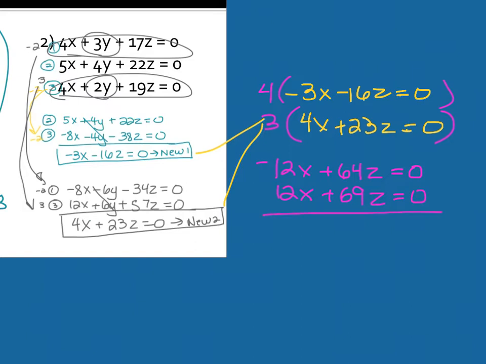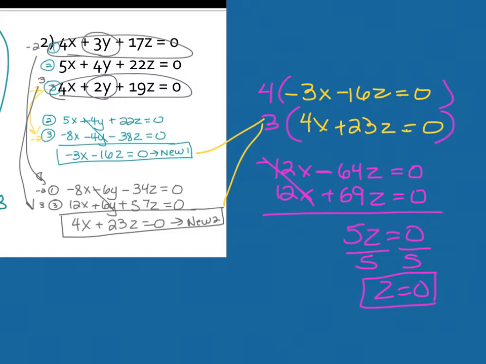Yep. What are the negative 16, like when we did those times 4 negative 16? Oh, yes, thank you. This is negative. Cancel these out. And I get a positive 5z equals 0. Divide both sides by 5. And z equals 0. There's my first one.